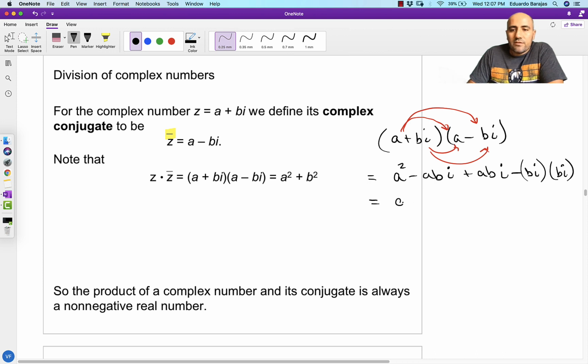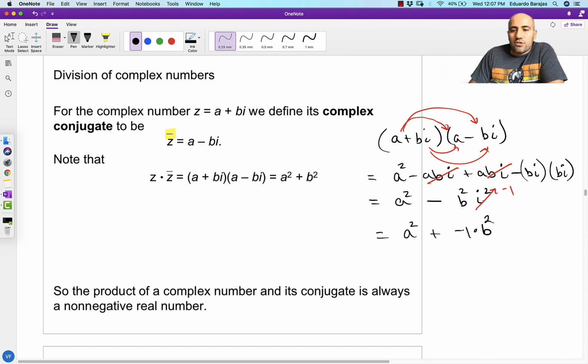Okay, so simplifying this, we get a squared. Now notice the middle two terms cancel out. They're identical: minus abi plus abi. So these completely cancel. And what we have left over is a minus bi times bi, which gives you b squared i squared. And of course, we know that i squared equals -1. So we end up with a squared plus -1 times b squared.